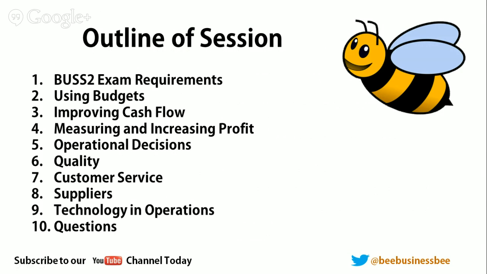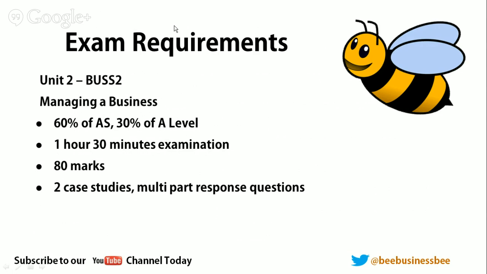So what we're going to do is look at what the requirements are for your BUSS2 exam. We're then going to look at using budgets, how you improve cash flow, measuring and increasing profit, quality of operations and decision making, customer service, suppliers and technology in operations, before I give you the chance to ask any questions, which you can do all the way through if you just tweet at BeeBusinessBee, and I should pick them all up for you.